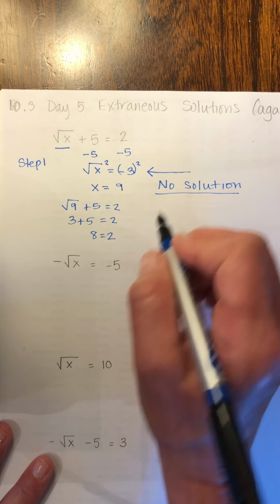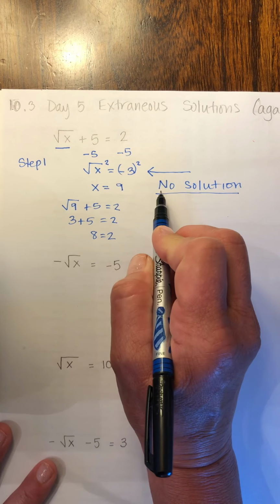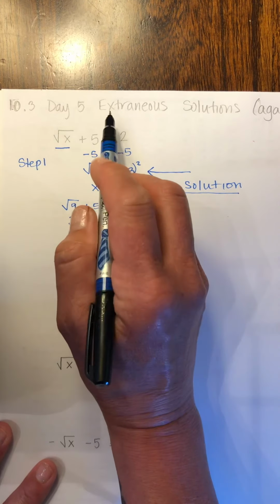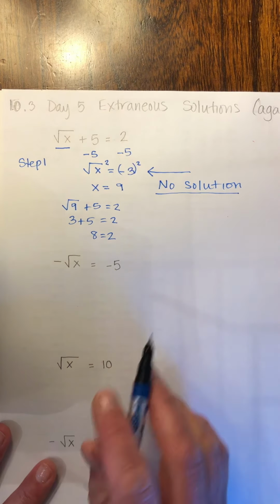So on your homework, the Google form, if you end up right here and you see that the square root equals a negative, you can just type in no solution. But the important part of testing extraneous solutions is to actually test them. And if it doesn't work, well then it's no solution.